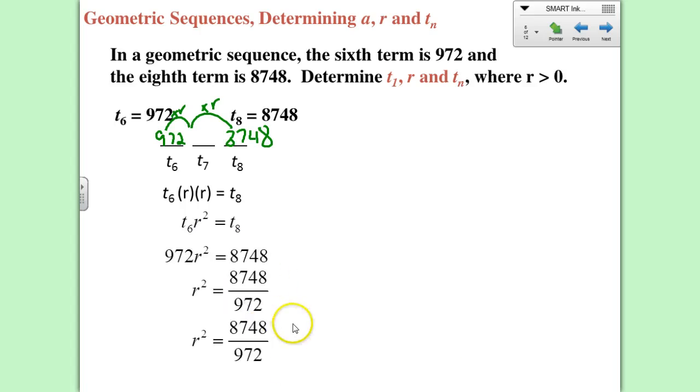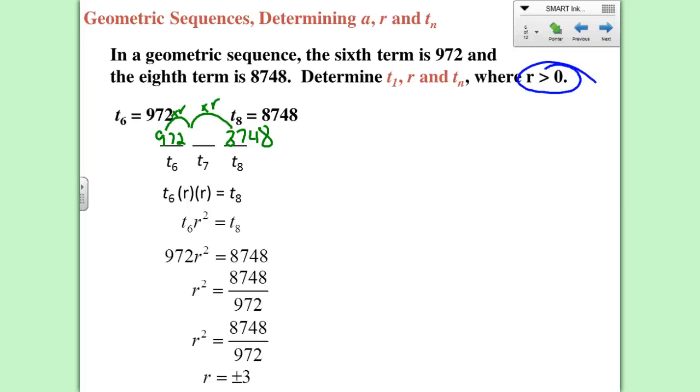When you plug in what you know, clearly r squared ends up being 8748 over 972. So don't forget the rules of radicals. Obviously, r can be either plus or minus 3 based on our knowledge of square roots. You must always consider both square roots. However, up in the corner here, it says that, by the way, r has to be greater than 0.